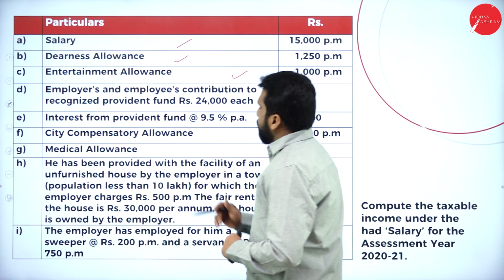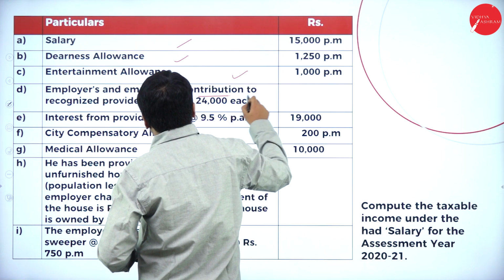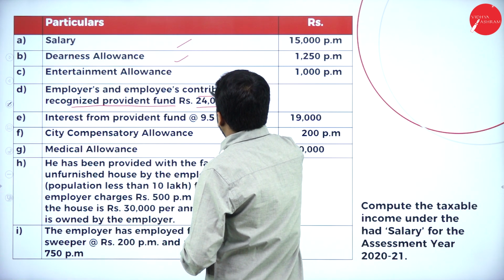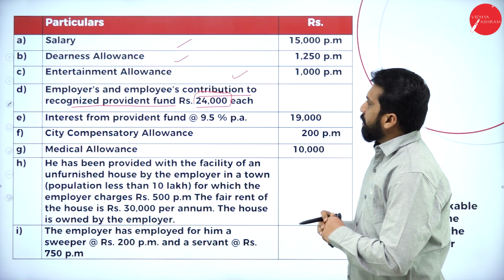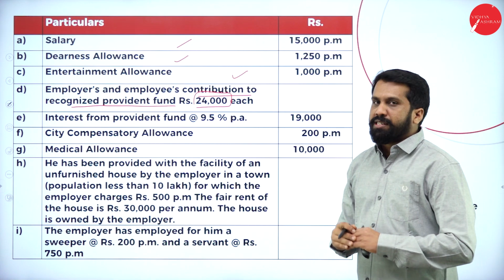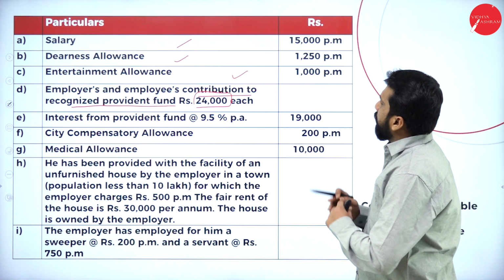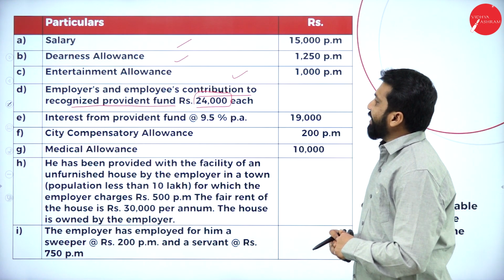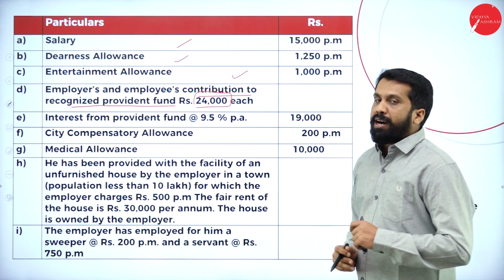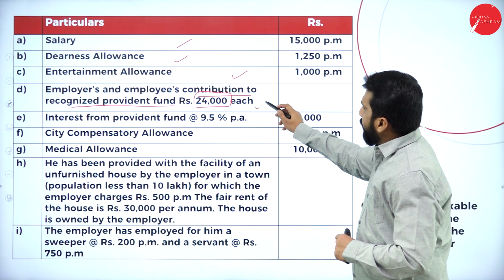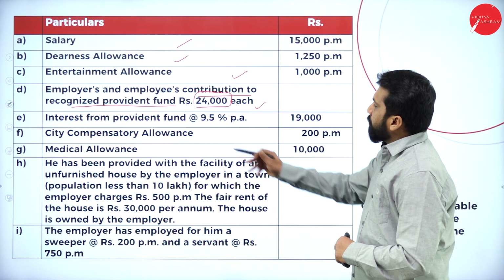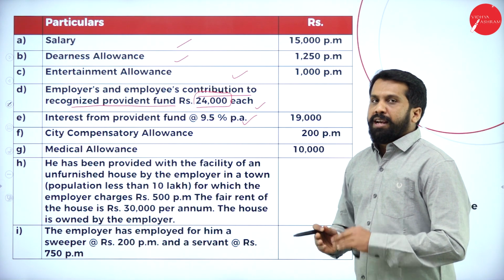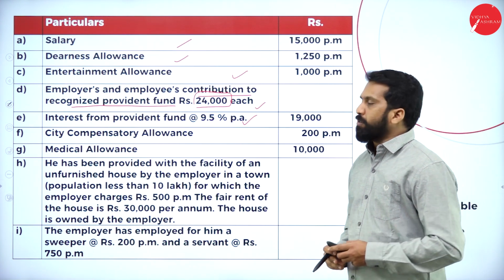Now, employer's and employee's contribution to recognized provident fund, it is 24,000. Now, remember, I'll come back to this as a concept class. Employer's contribution and employee contribution to recognized provident fund, RPF. He has paid 24,000. Then interest from provident fund 9.5%. I'll go back to your concept class. You have to write that down.